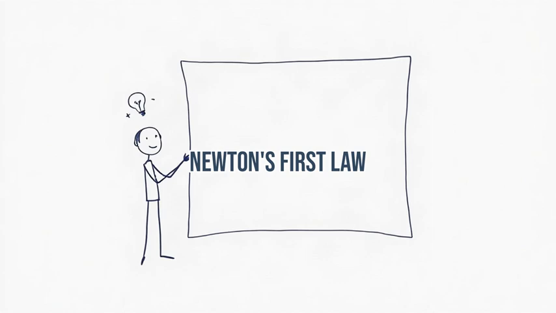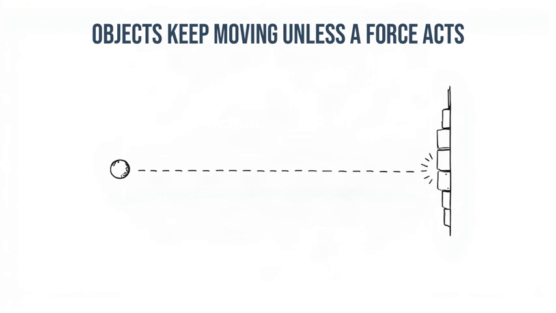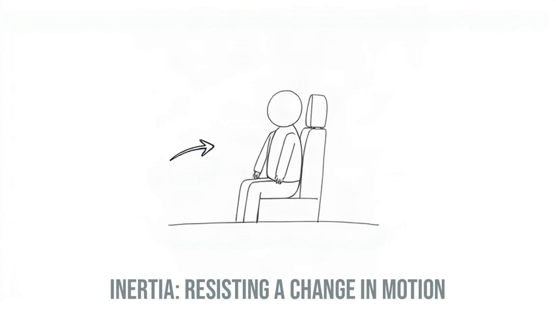Now, let's meet Newton's three laws of motion, starting with the first one. Newton's first law says an object stays still or keeps moving at the same speed unless a force acts on it. This resistance to changing motion is called inertia, like feeling pushed back in a fast car.